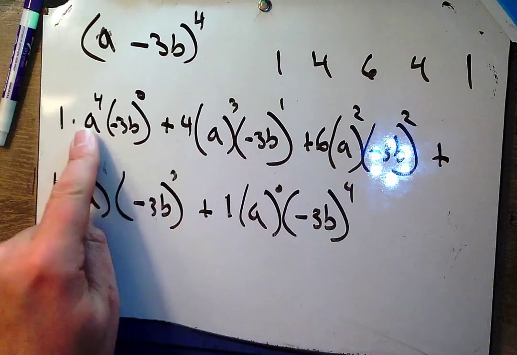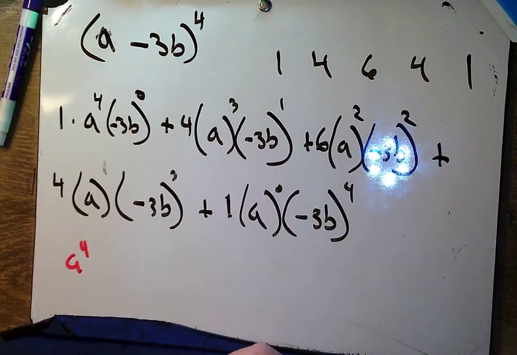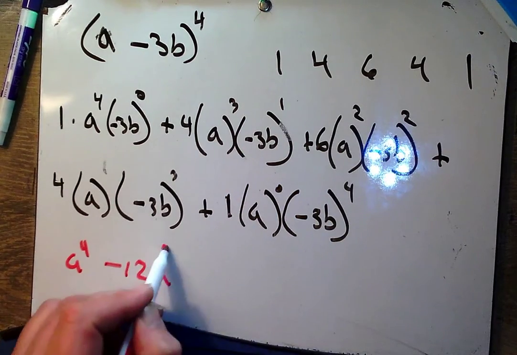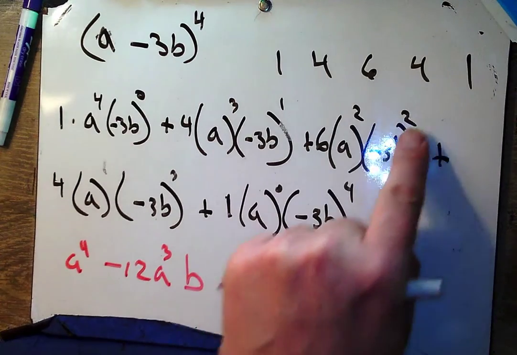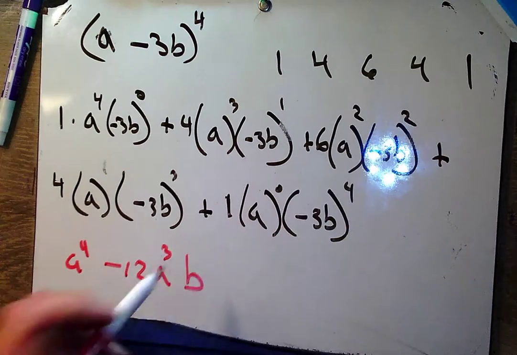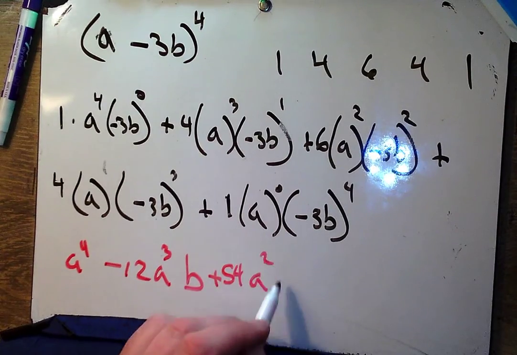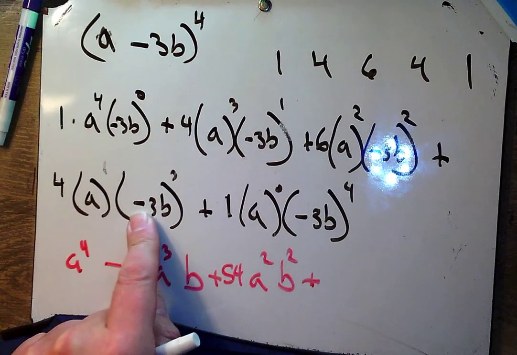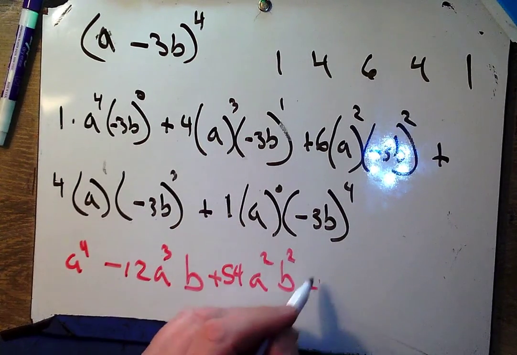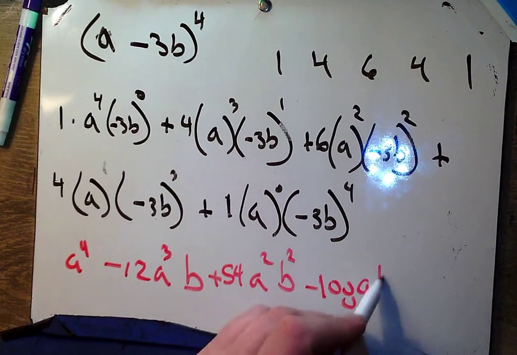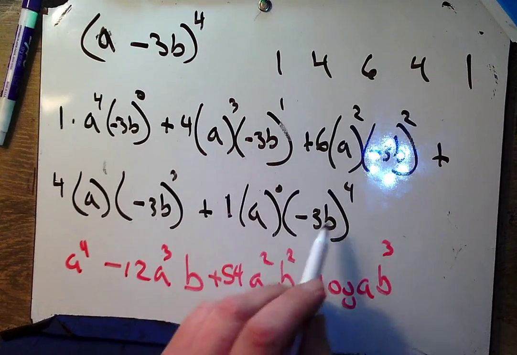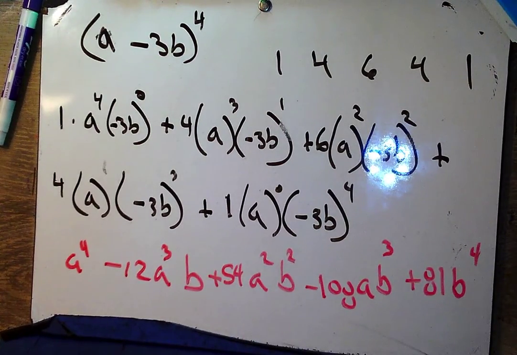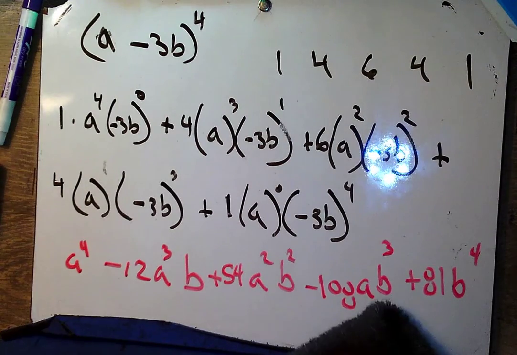To the 0 is going to be 1. 1 times a to the 4th is a to the 4th. We've got negative 3 times 4, so that's minus 12 a to the 3rd b. Negative 3 times negative 3 is positive 9. 9 times 6 is 54 a squared b squared. Negative 3 to the 3rd is negative 27. Negative 27 times 4 is negative 108 a b to the 3rd. And finally, we're going to have plus 81 b to the 4th. And there's my expansion. So much faster than FOIL.